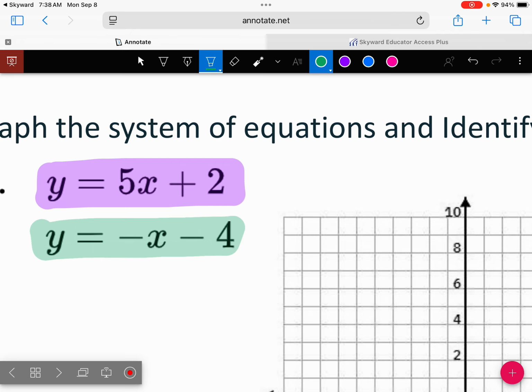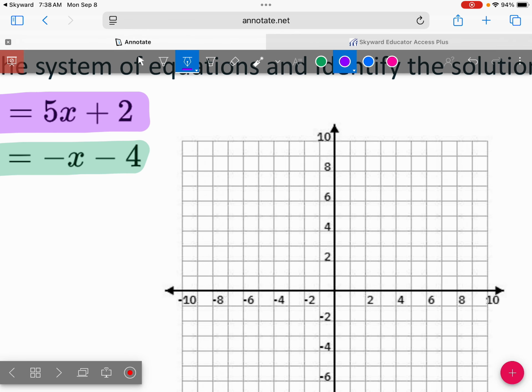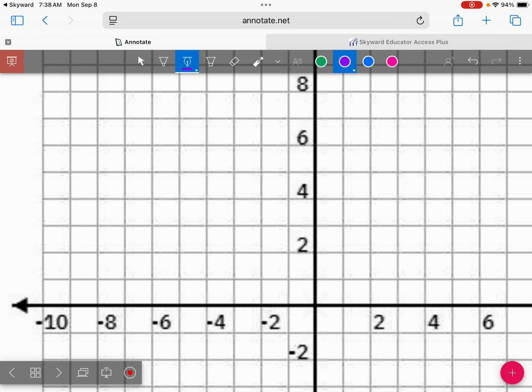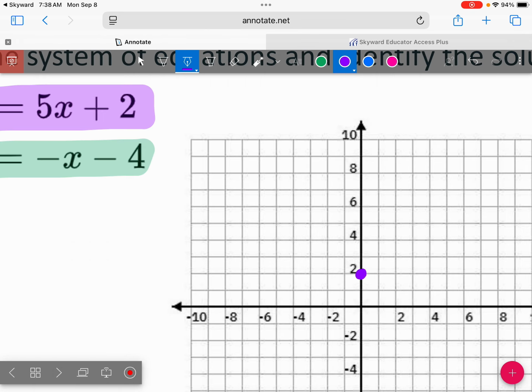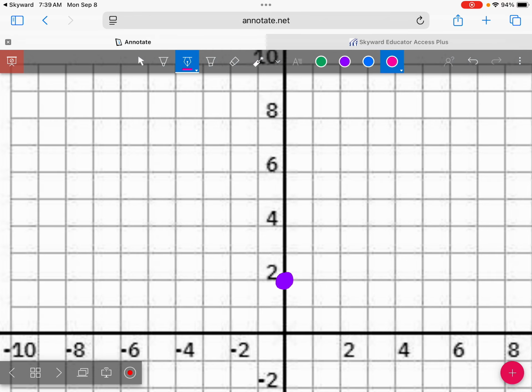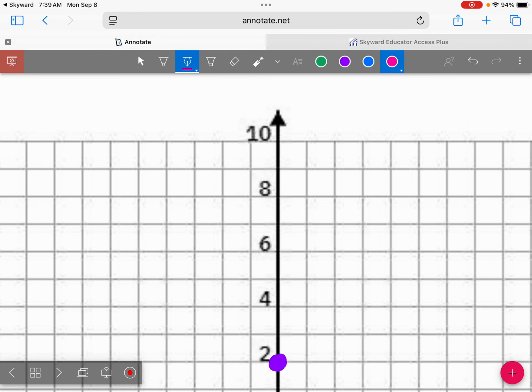So for this top line, what am I going to do first? Where am I going to put my first point? y equals 5x plus 2. Starting at a positive 2 on my y-axis. How do I move with a slope of 5? Up 5 over 1. So 1, 2, 3, 4, 5 over 1. 1, 2, 3. Oh, I run out of spaces going up.